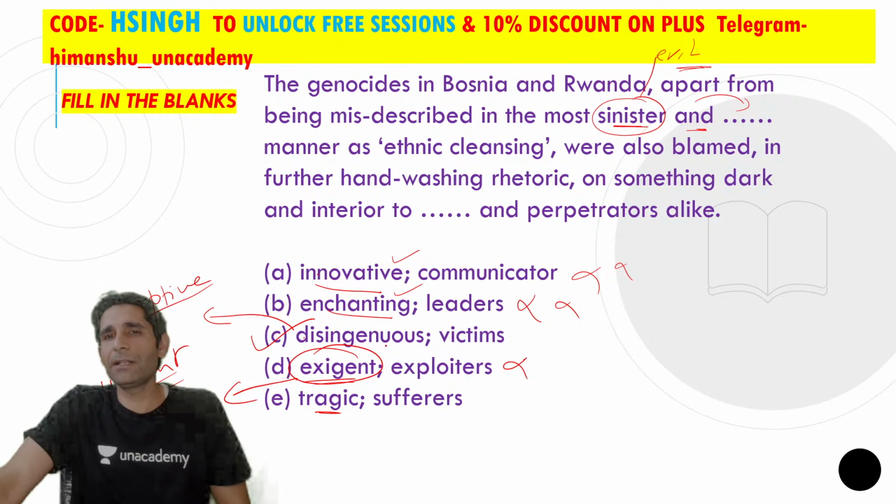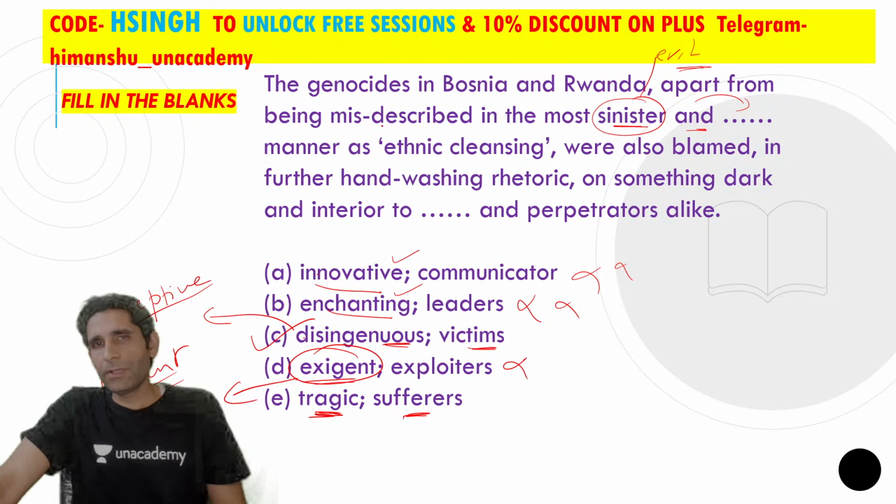अब यहाँ पे देखते हैं कि disingenuous और tragic दोनों जा सकते हैं, लेकिन second वाले में क्या जाएगा? Victims जाएगा कि sufferers जाएगा, है ना? ठीक है. So let's try to understand this. So let's see. The genocides in Bosnia and Rwanda, apart from being misdescribed in the most evil, that is sinister and disingenuous manner as ethnic cleansing.